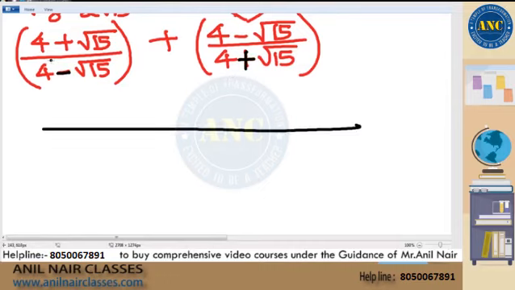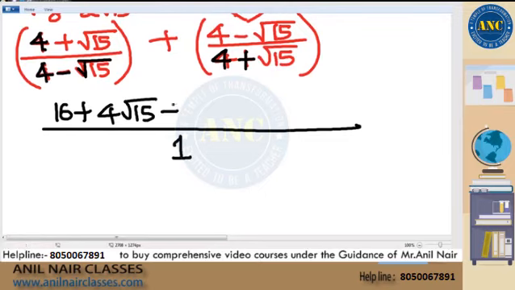Can I say that a square is 4 square, 16. B square is root 15 whole square, 15. 16 minus 15 is 1. Write it 1. Over, you write it 1. Now cross multiply. 4 into 4 is 16, plus 4 into root 15 is 4 root 15, plus root 15 into 4. I hope you are able to understand it, sir, right?